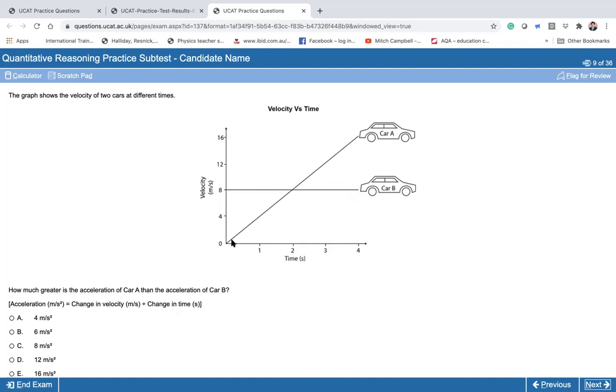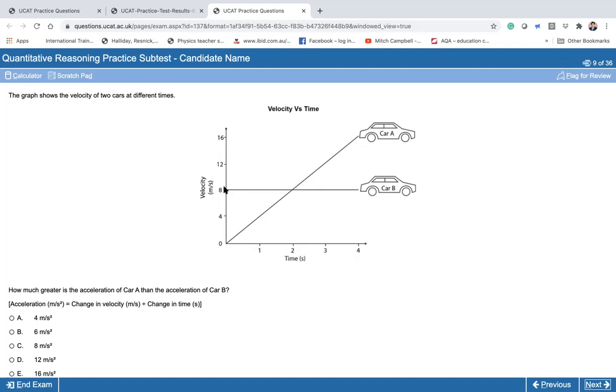If I were to take the acceleration for car A, I would have to calculate the slope of this graph. The slope would be rise over run. The rise is 16 and the run is 4. So the slope of the graph is 16 divided by 4, which is 4 meters per second squared.